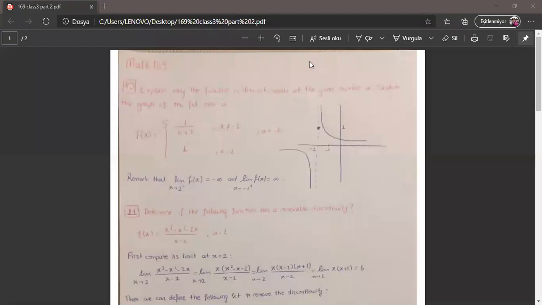Hi everyone, this is class 3 part 2. So we'll solve the questions about continuity. Let's start.